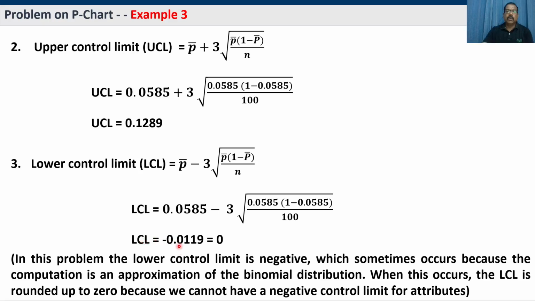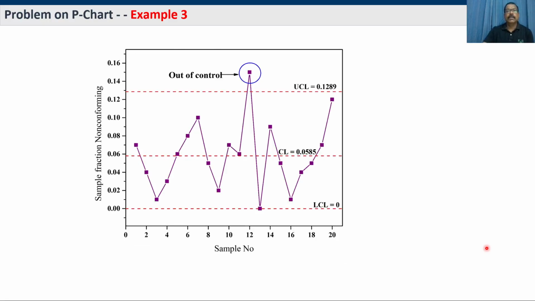In this problem, the lower control limit again comes out negative, which sometimes occurs because the computation is an approximation of the binomial distribution. When this kind of occurrence comes, you can make it zero. So once you know the P bar, the upper control limit and lower control limit calculation is nothing for you.